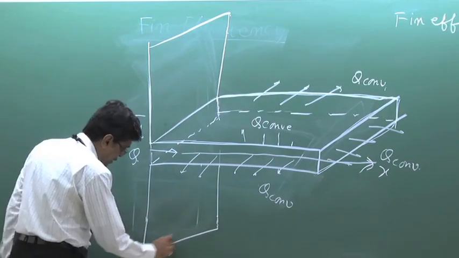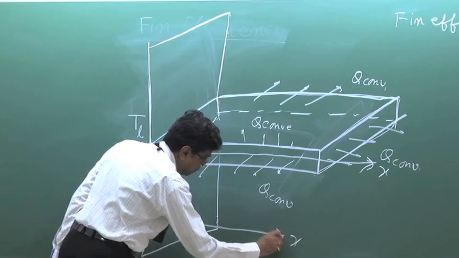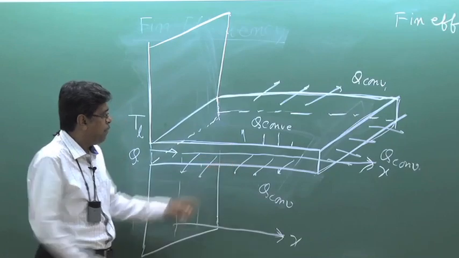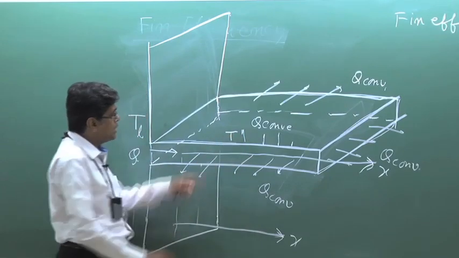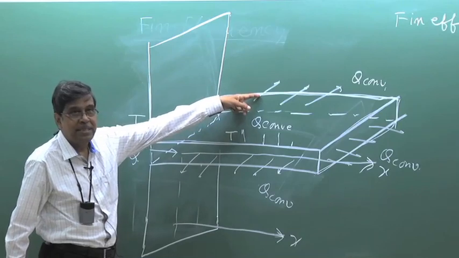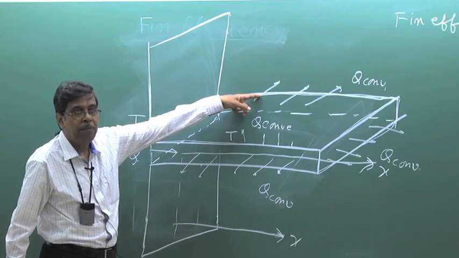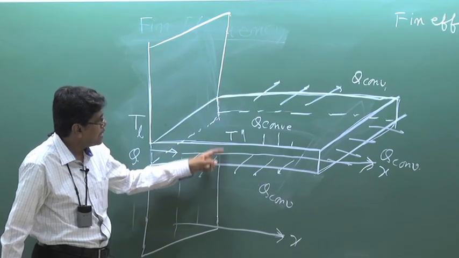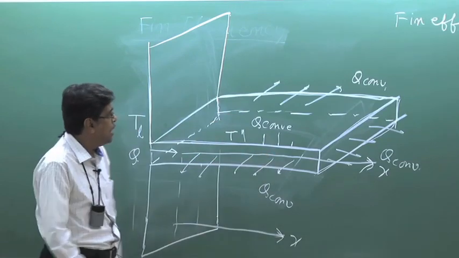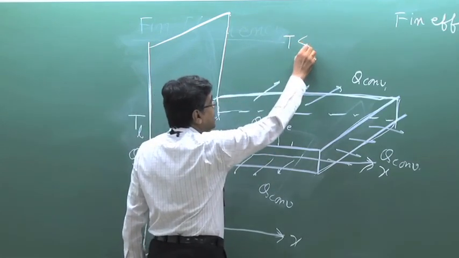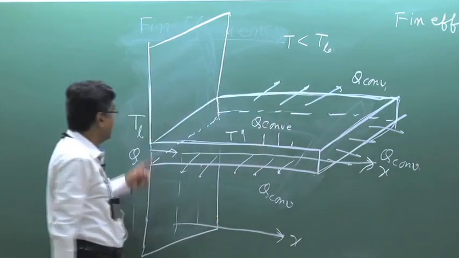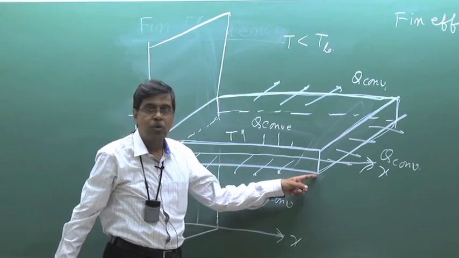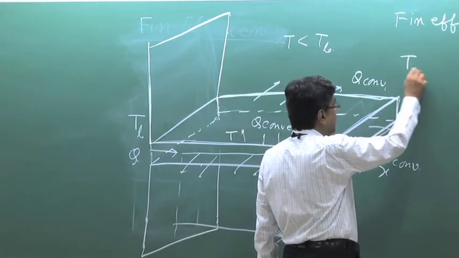Okay? That means this is the X direction from this plane. So at any X, the temperature is T, which is the same in this direction, the width of the fin, thickness of the fin or height, whatever you can tell. That means same temperature, but it changes with X. And this T is always less than T_B. That we have already seen, that temperature is maximum at this point and then slowly decreases. And free-stream temperature is T infinity.